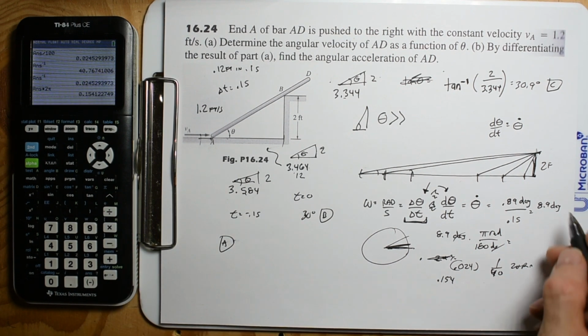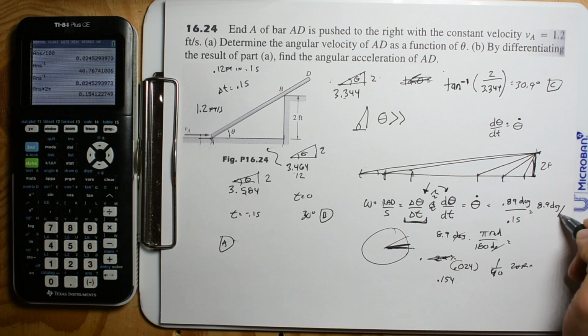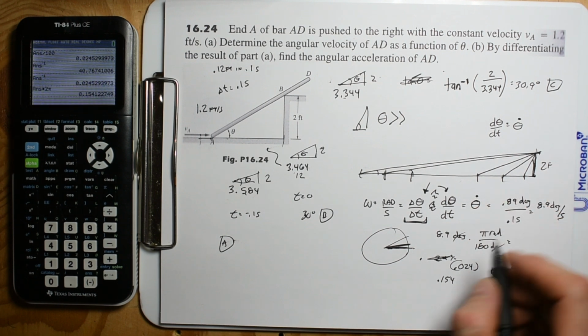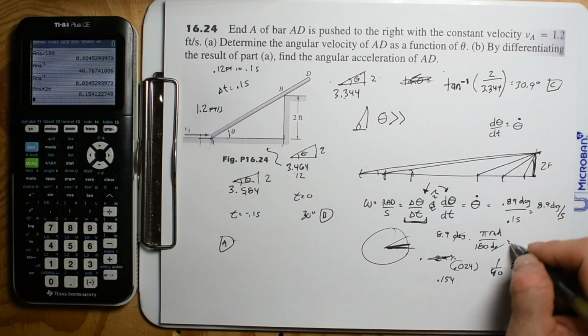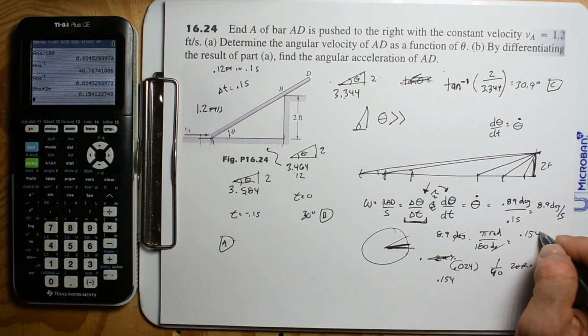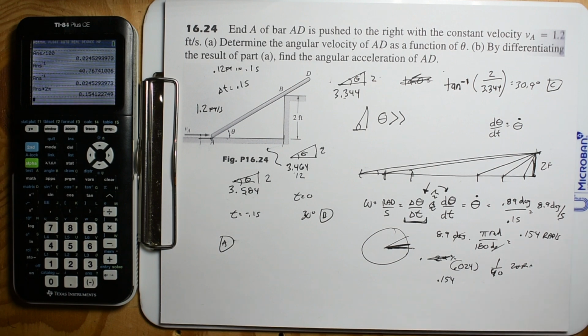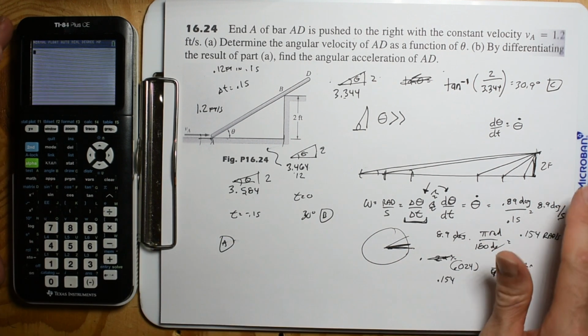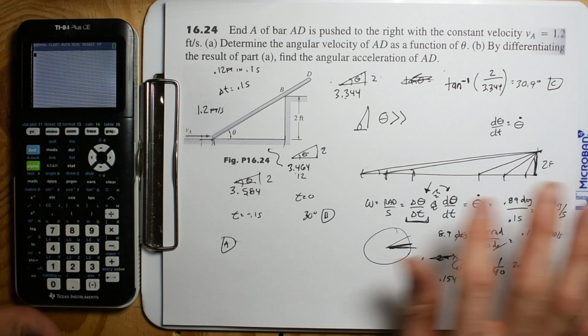0.154. And so, I'm sorry on my units. We already got it, degrees per second. So this is angular speed in degrees per second. Once we convert it, we get 0.154 radians per second. So now what I'm going to do is show how I solve these problems just with the calculator.